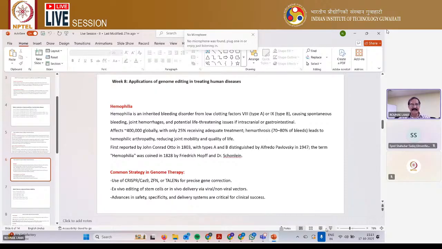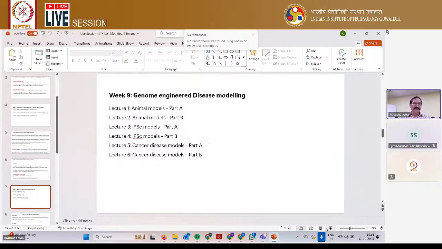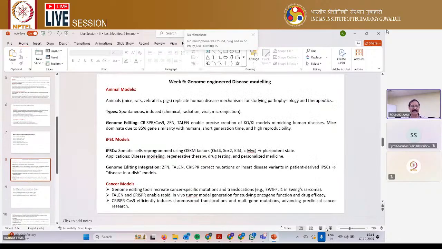The advances in safety, specificity, and delivery systems are critical for clinical success of such therapies. We also discussed the application of genome editing technologies in disease modeling, and we discussed models at various levels: at the organism level, the animal models, and at the cell level, the induced pluripotent stem cells. And then we had a discussion about the cancer disease models.